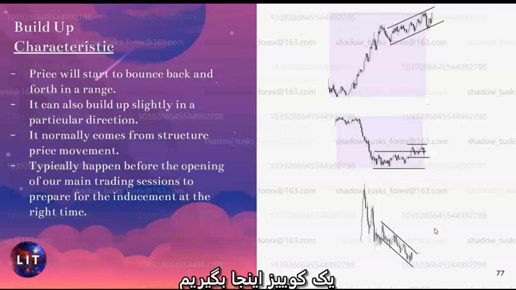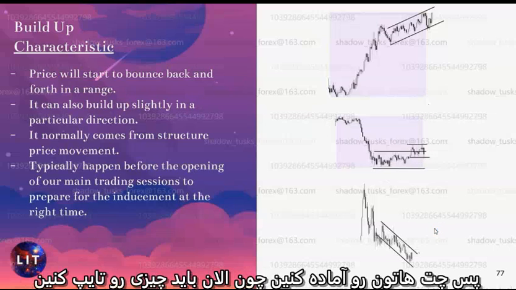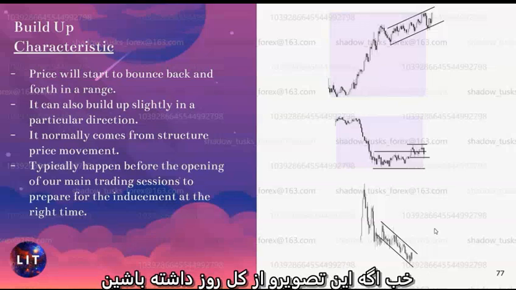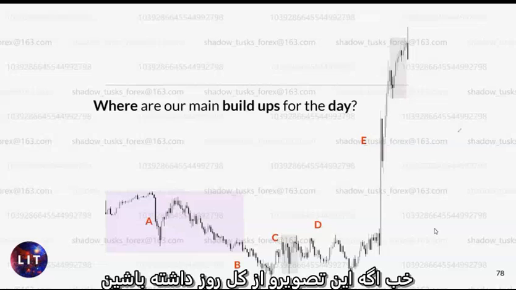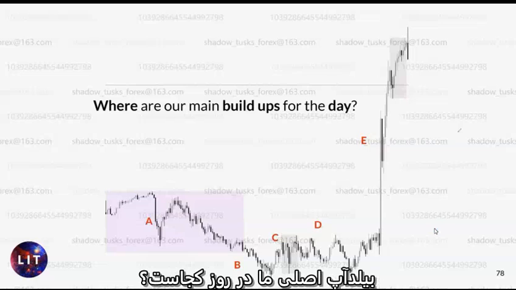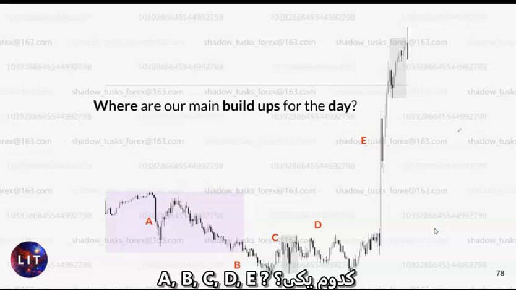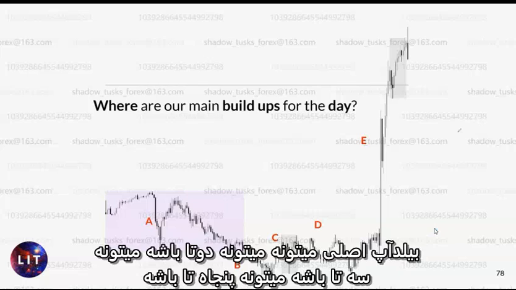So we make a little quiz in here. So just prepare your chat because you need to write in something now. So if we have this picture of the overall day, where are our main build-ups for the day? Is it A? Is it B? Is it C? Is it D? Or is it E? Main build-ups. So can be 2, can be 3, can be 15, or can be 1.